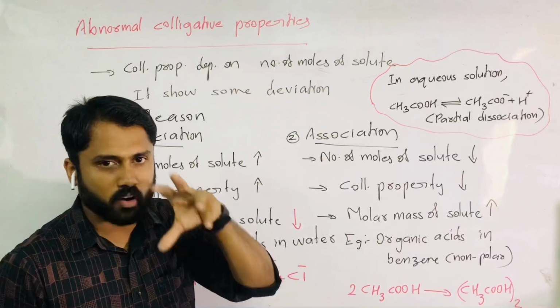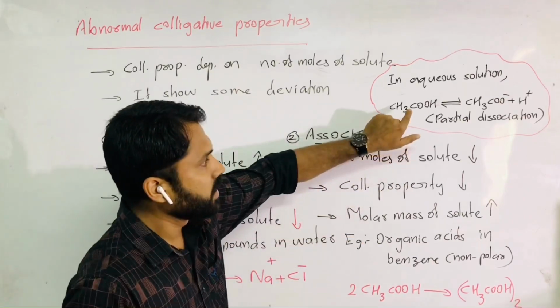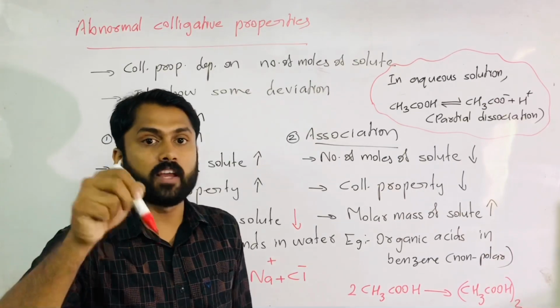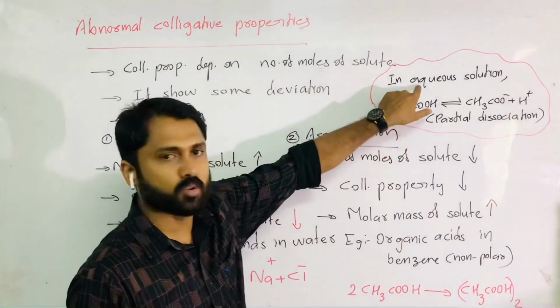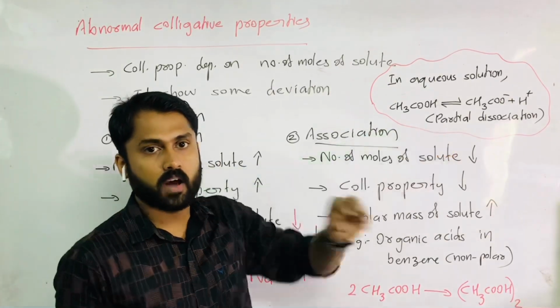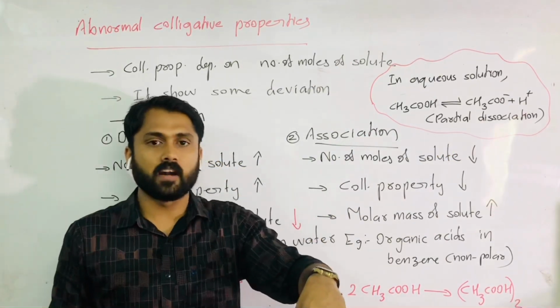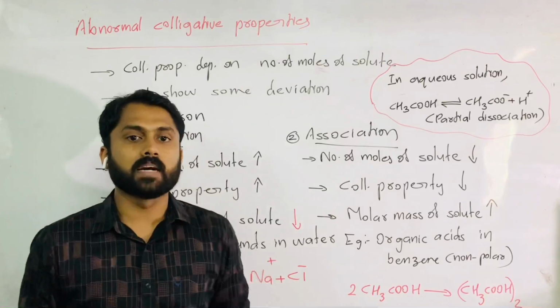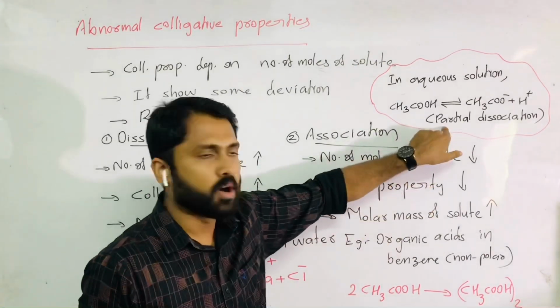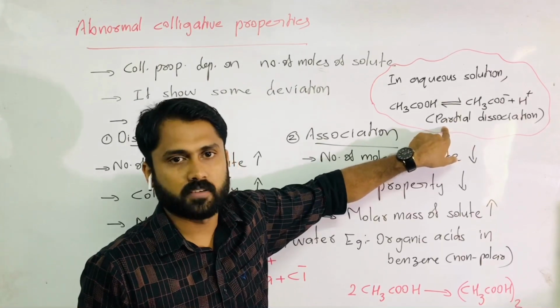But we have to focus on one point about acetic acid. If acetic acid is dissolved in water, in an aqueous solution, it undergoes partial dissociation. So acetic acid in benzene undergoes association, but acetic acid in aqueous solution undergoes partial dissociation.